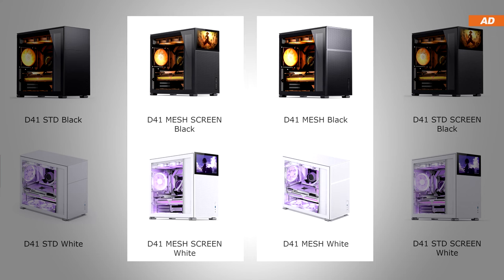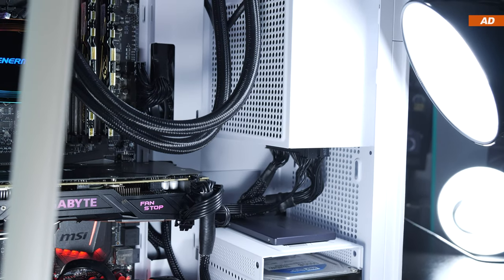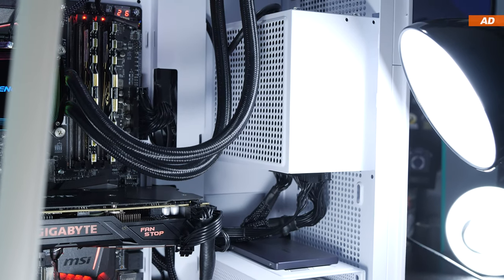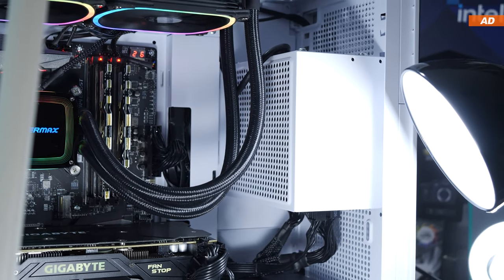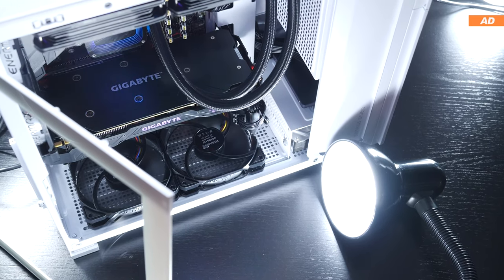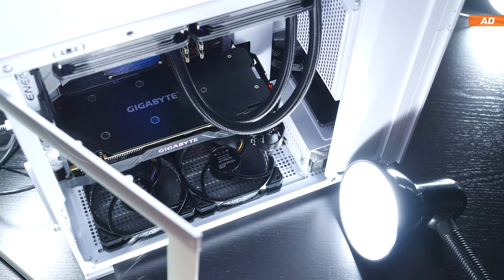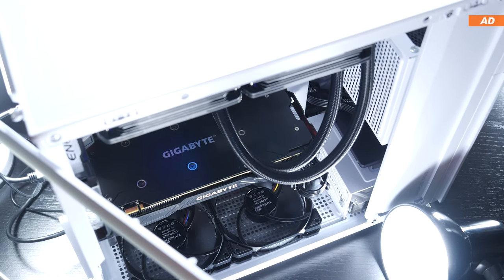If I actually owned the mesh version of the D41, there wouldn't have been any issue regarding power supply airflow at all. That is when having the PSU's fan face the front. Nonetheless, I can even confirm with my standard version, those bottom fans allow for a good amount of air to enter the case. There's a fairly quick exchange of air, so the power supply at least doesn't suffocate.